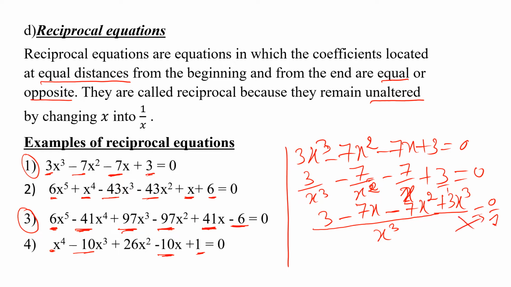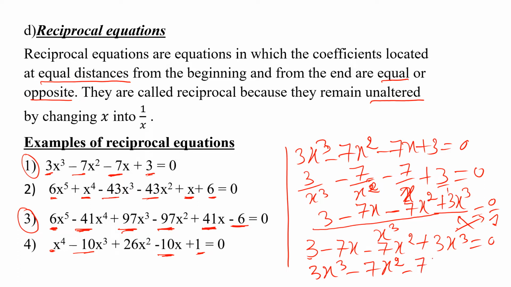Now we do cross multiplication. Then we get 3 minus 7x minus 7x squared plus 3x power 3, which is equal to 0. Now this is the same as 3x power 3 minus 7x squared minus 7x plus 3, which is equal to 0. As you see, we are getting the same equation.